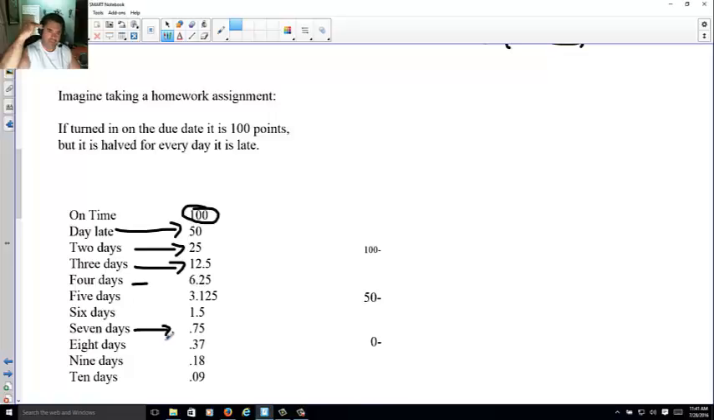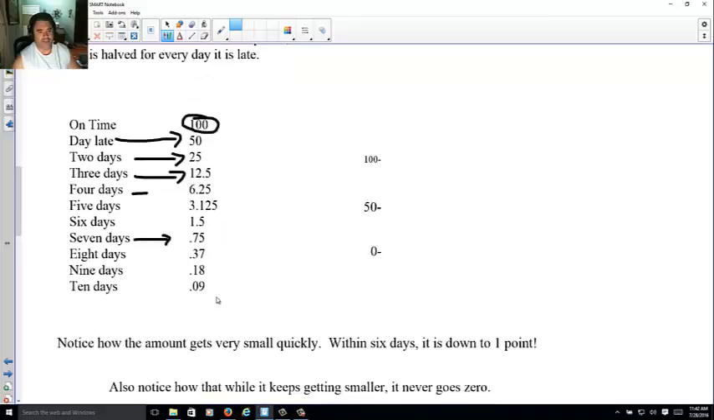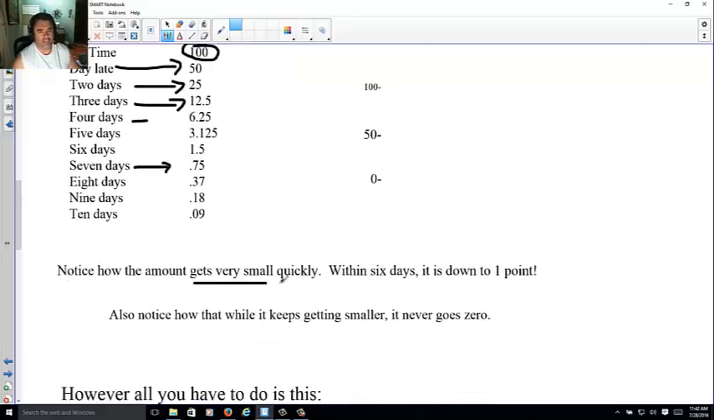And that's just divide by 2, divide by 2, divide by 2, divide by 2, which is why most teachers, after a couple days of being late, are like, what's the point? Because if you cut it in half all the time, there's nothing left. Notice how the amount gets small very quickly. Within 6 days, it's down to about 1 point.